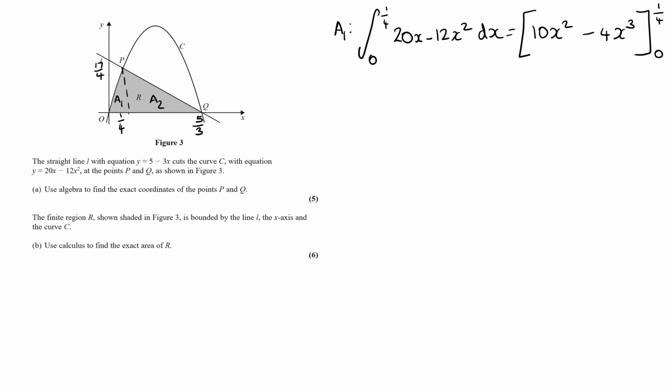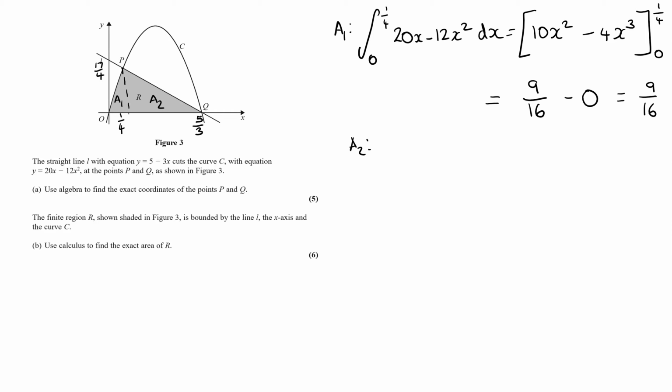So I substitute x equals 1/4 into here, and I put in 10 times 1/4 squared minus 4 times 1/4 cubed, and I get 9/16. Then put in x as 0, and I just get 0, meaning that the area under the curve is going to be 9/16.